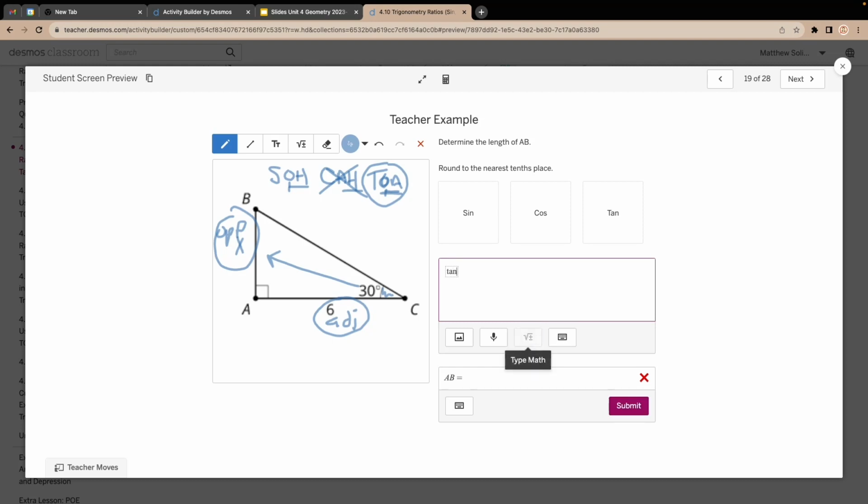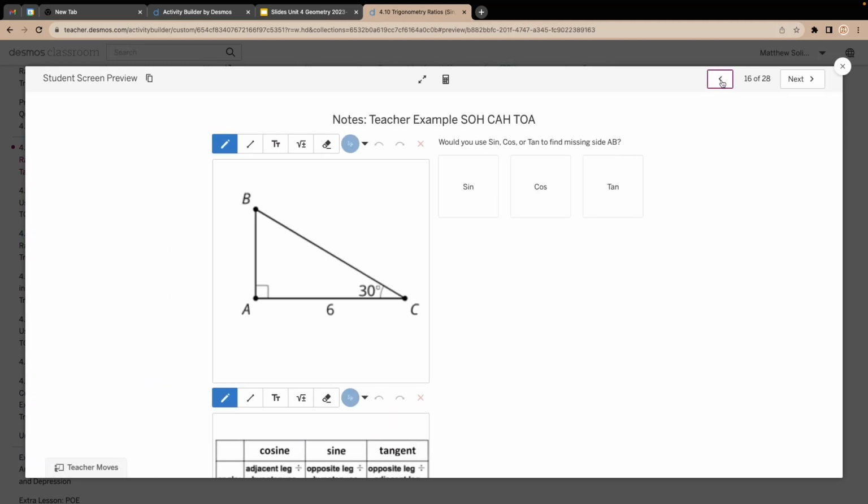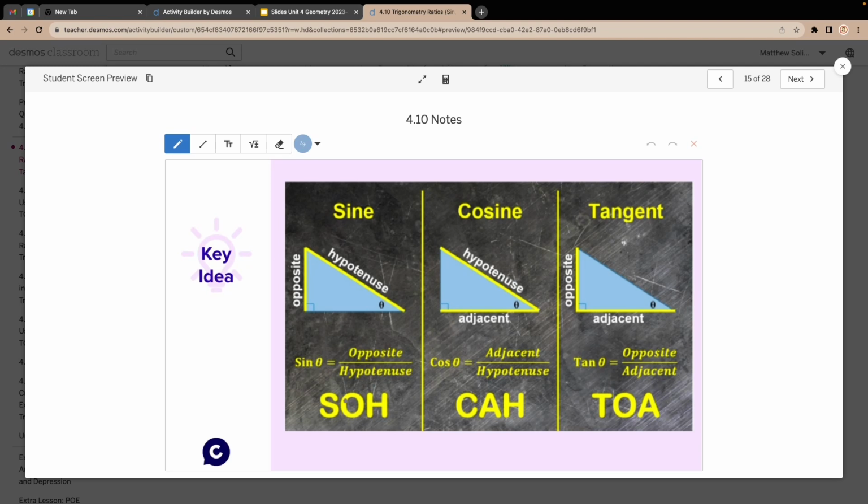So tangent of my reference angle, I'm going to say theta, equals opposite divided by adjacent. That will help me remember what's on top and what's on bottom. The first letter is the top. The second letter is the denominator. So opposite divided by adjacent. And remember, you have your notes. If you ever forget this, it is right here: SOHCAHTOA, opposite over hypotenuse, adjacent over hypotenuse, opposite divided by adjacent. So we're using tangent on this one.